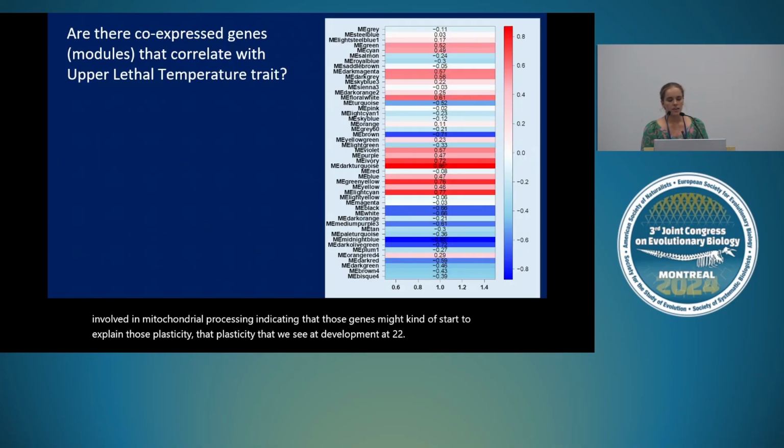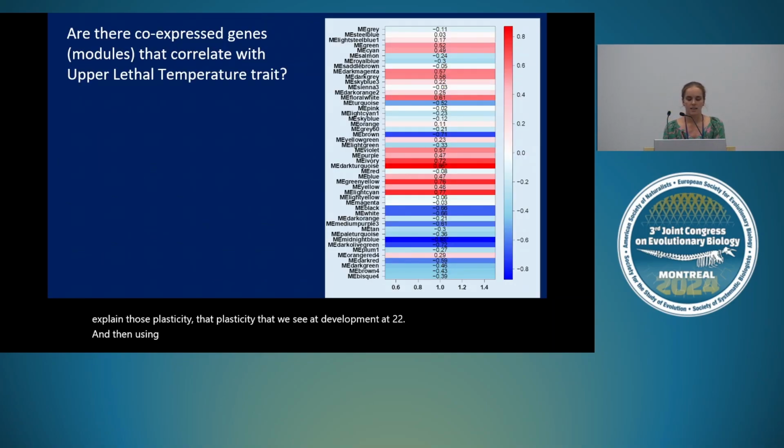And then using WGCNA analysis, we can look at whether there are co-expressed gene modules that correlate with upper lethal temperature trait.